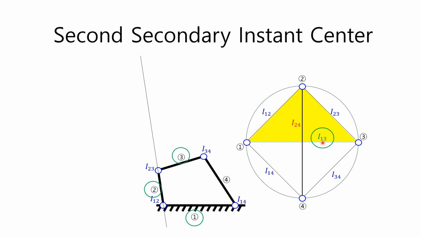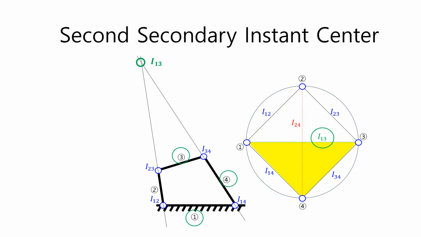What the yellow triangle means is that the secondary instant center I13 must be on a straight line with the primary instant centers I12 and I23. Therefore, we draw a long line through I12 and I23 on the left mechanism. We know that the secondary instant center I13 is on this line, but we don't know exactly where it is.